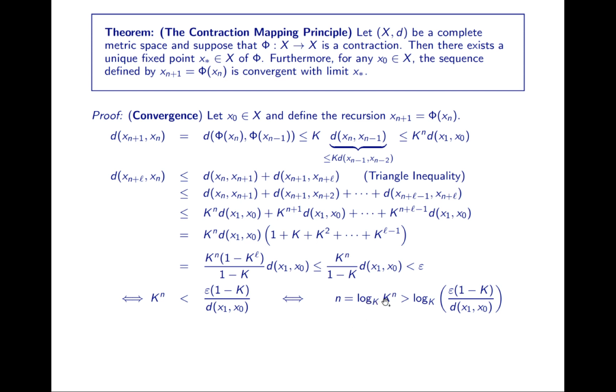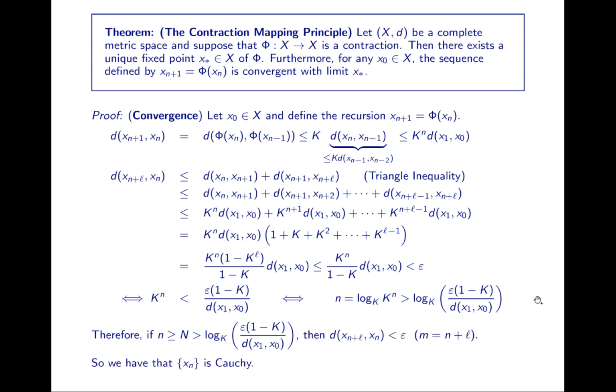Of course, the log base k of k to the n asks what number I have to raise k to in order to equal k to the n. Well, k to the n equals k to the n, and that's why I get this. So, if n is any integer greater than some integer big N, which is greater than this for an epsilon, then the distance between xn and xm, where I'm calling m equal to n plus L, is less than epsilon, which is the Cauchy criteria. So I have that my sequence is Cauchy.